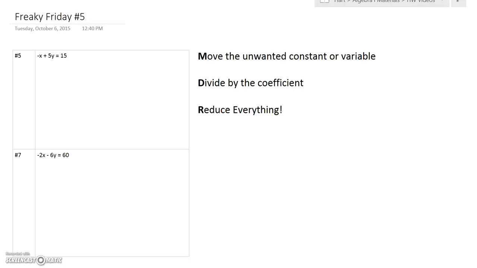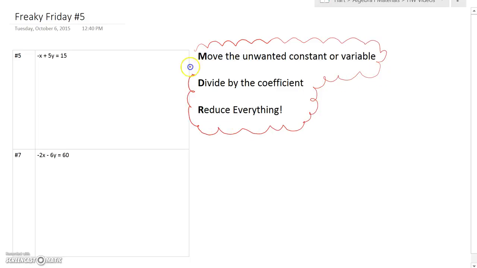Okay, these problems are from Freaky Friday number 5, and this is where you have to solve for y. And over here I have the steps that you have to use to solve for y. You do the same thing every time.